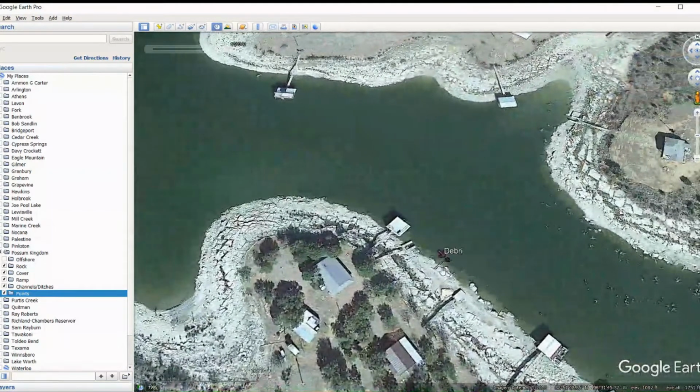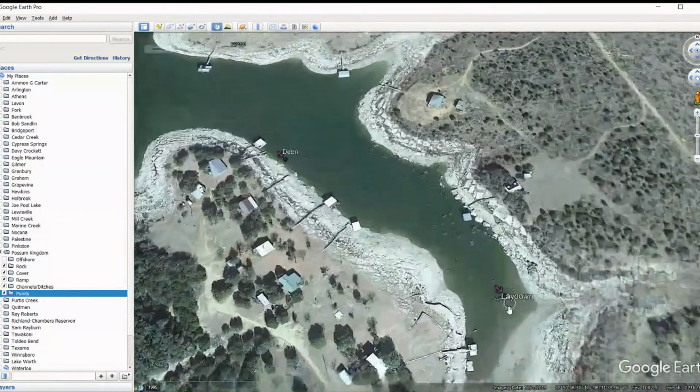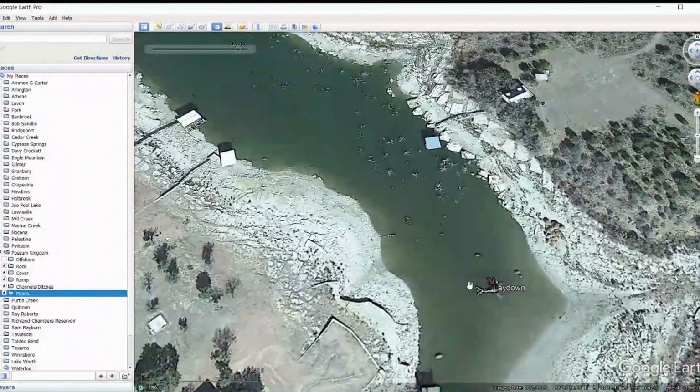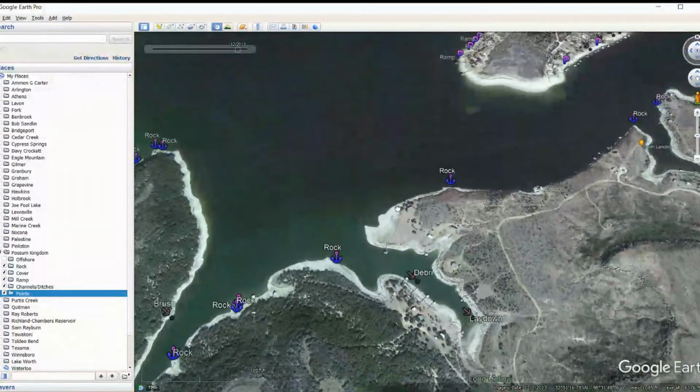Also got some debris down in here. This area here looks pretty rough looking, but you also have a laydown that's way back here, a real big laydown right here in the middle of the cove. So go back there and look at that. Again, crappie fishermen, that could be a good spot for you.